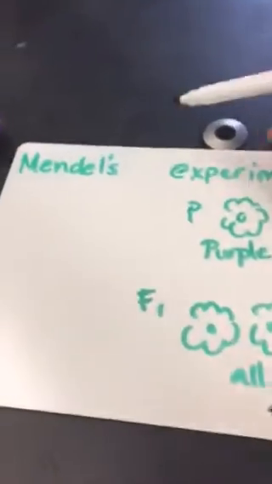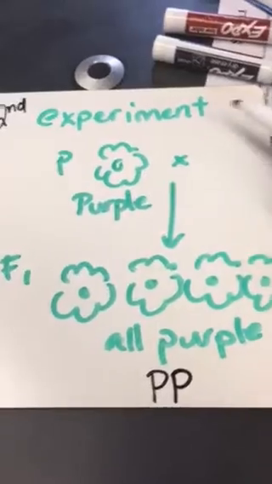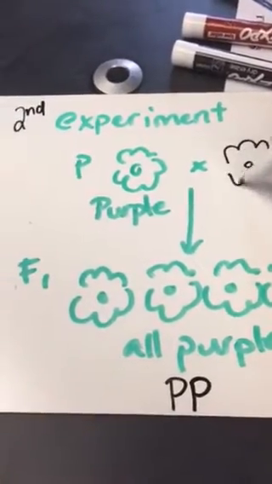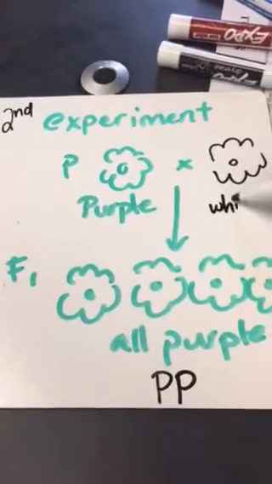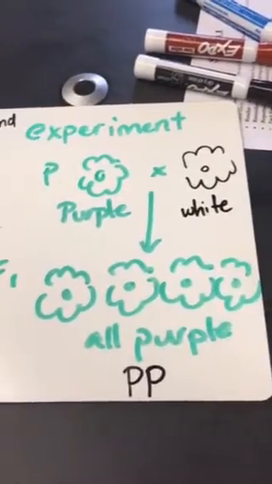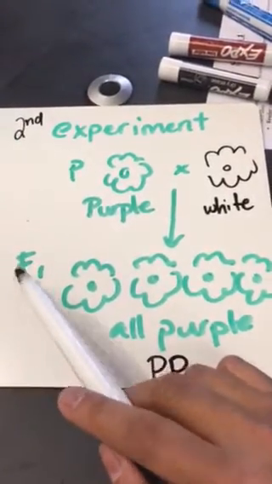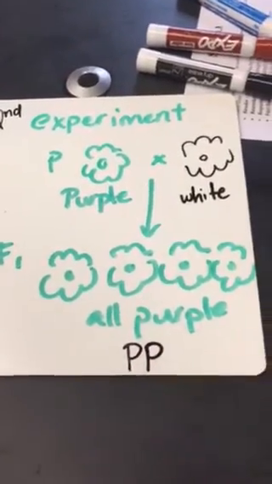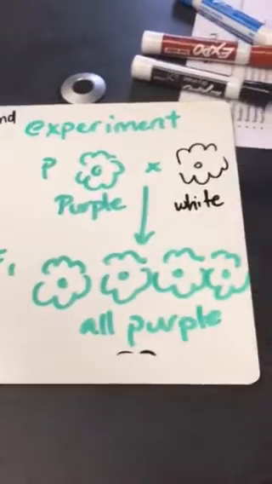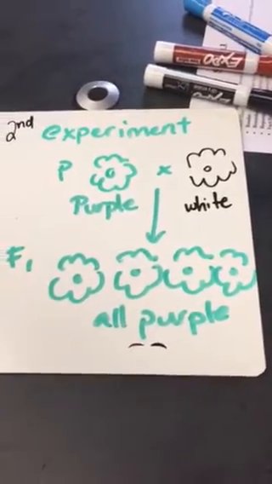In this case, for his second experiment, he went ahead and took a purple flower with a white flower. And what happened to his offspring? During the F1 generation, or first offspring, all of them turned out to be purple again. So let's do a Punnett square for it.